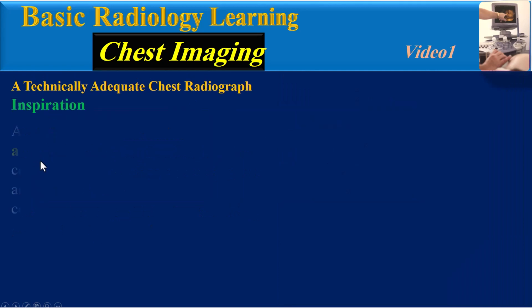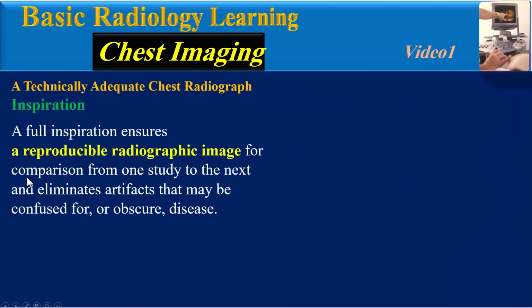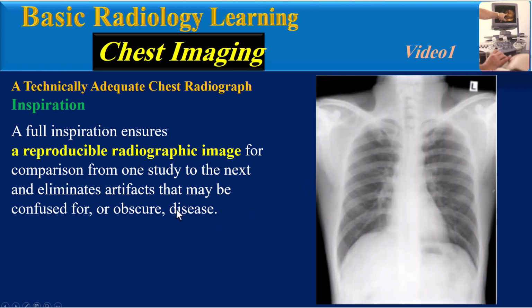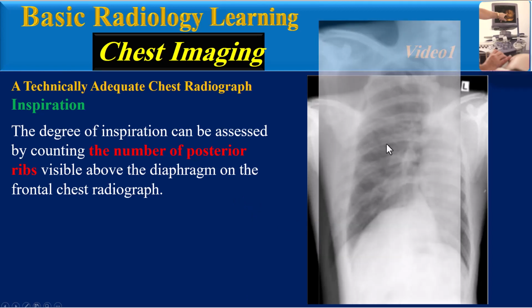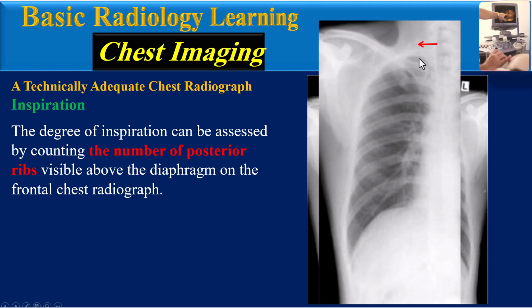Inspiration. A full inspiration ensures a reproducible radiograph image for comparison from one study to the next and eliminates artifacts that may be confused for or obscure disease. The degree of inspiration can be assessed by counting the number of posterior ribs visible above the diaphragm on the frontal chest radiograph. As we can see here, the posterior ribs: first, second, third, and the others.